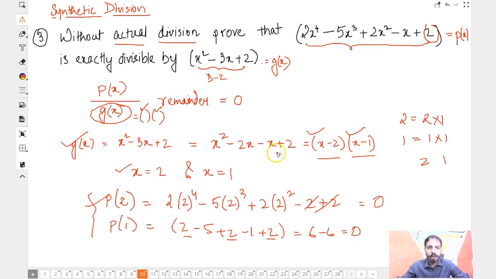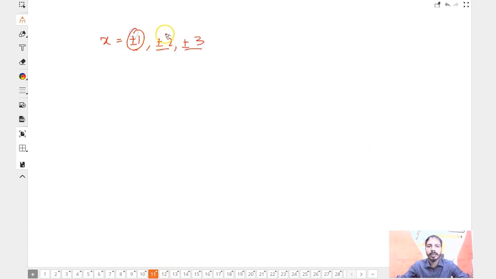Right? So for example, this one. So you see 2 and 1, right? These are the factors of this. So you see this 2 can be written as 2 into 1. So you see the factors are 1 and 2. So you just have to check for plus minus 1 and plus minus 2.